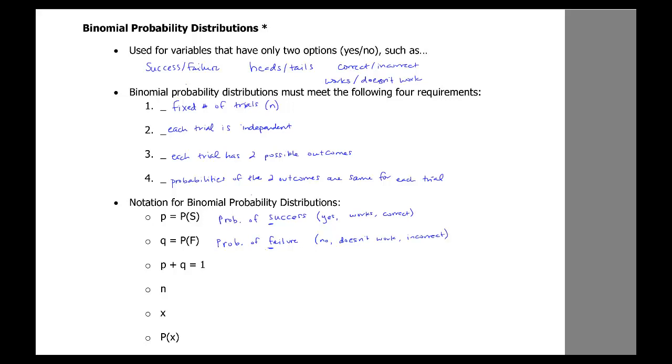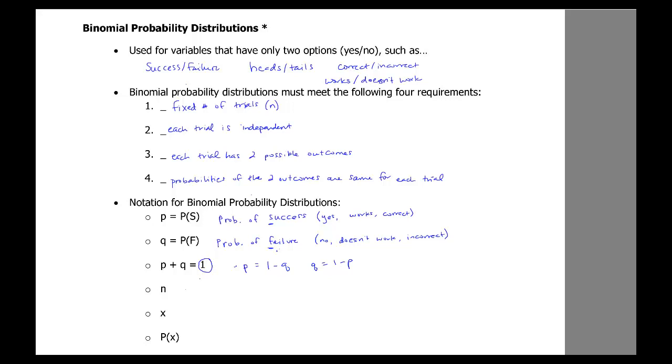Now, since those are our 2 possible outcomes, and there are no other outcomes, they have to add up to 1. So if you're given one of these probabilities, say you're given the probability of success, or p, you can just subtract that from 1 and you'll have the probability of failure, which is q. So we can rearrange this either way to solve for one that we're missing.